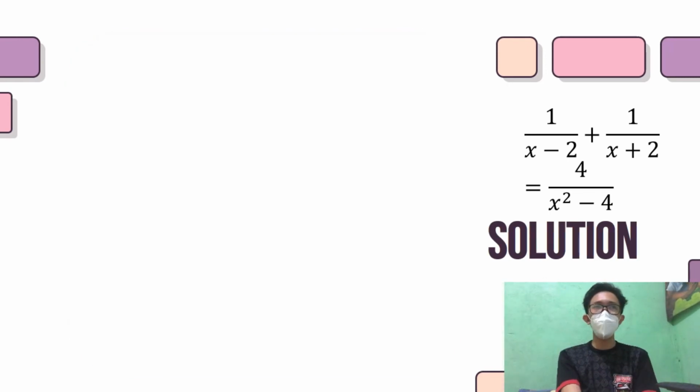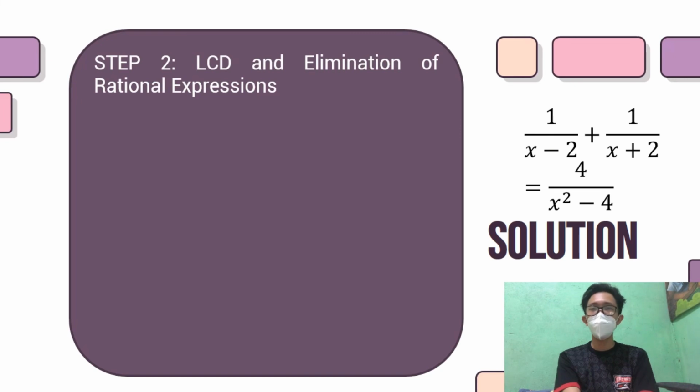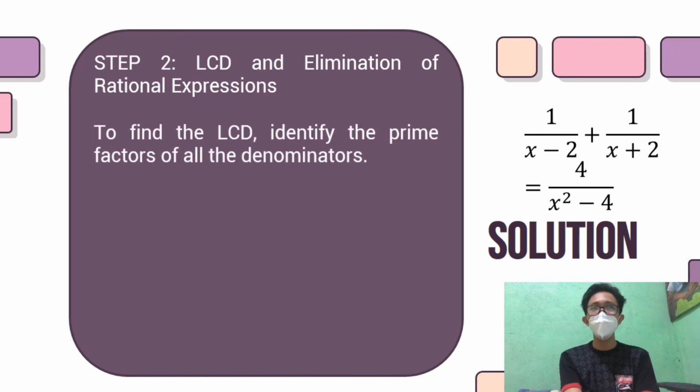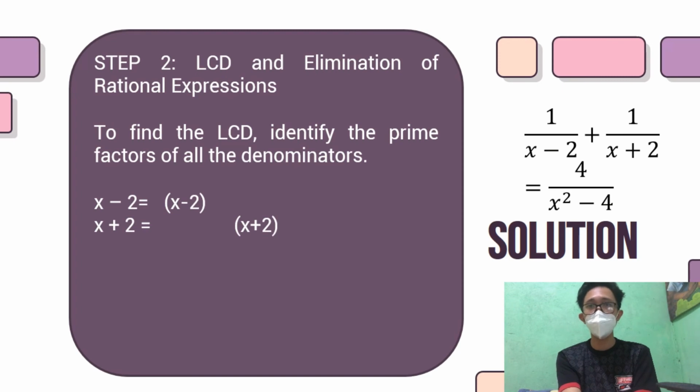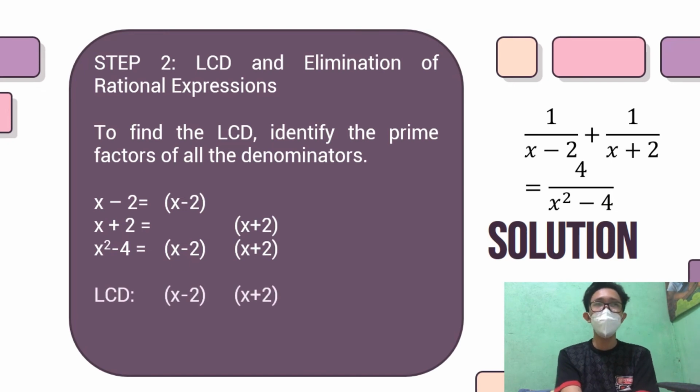Step 2, LCD and elimination of rational expressions. As I said a while ago, to find the LCD, identify the prime factors of all the denominators. So the denominator is our focus. We have x minus 2, we have x plus 2, and x squared minus 4, which is x minus 2 times x plus 2. We factored x squared minus 4 earlier. So, the LCD is just x minus 2 times x plus 2.